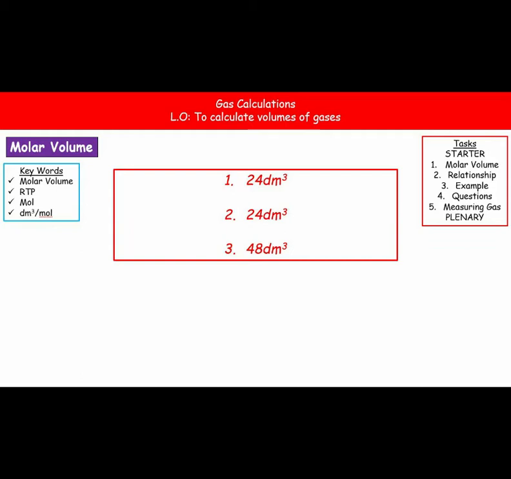For question 3, we had 2 moles of our substance. So it's 24 times 2, which gives us 48 decimetres cubed. Let me know in the chat window how you did. Who got 1, who got 2, who got 3.